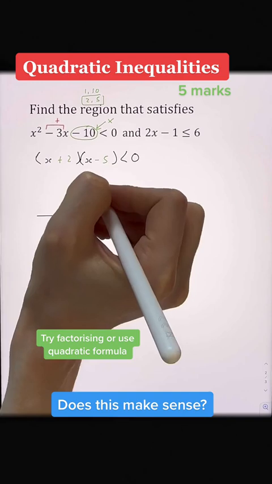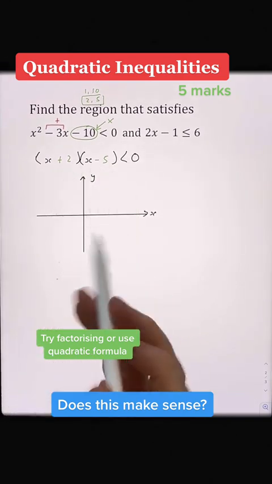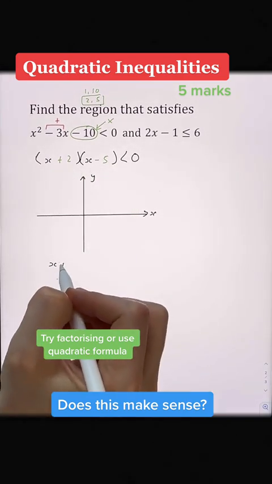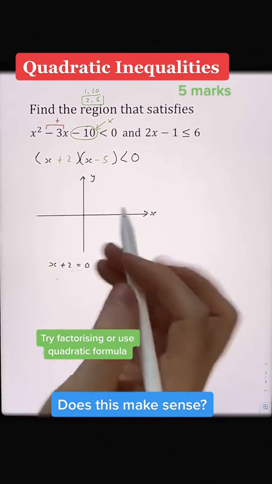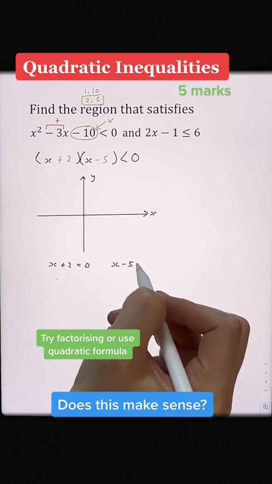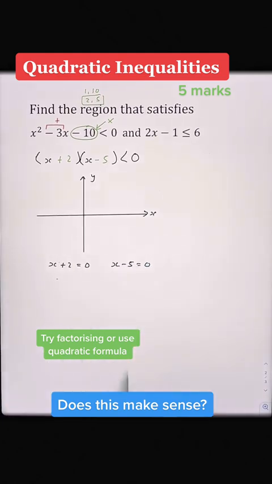I determine my 2 roots. I place each single bracket equal to 0. Taking my first single bracket, I'm going to have x plus 2 equal to 0. Taking my second single bracket, here I'm going to have x minus 5 equal to 0. As I'm solving for x, I want to get x by itself.